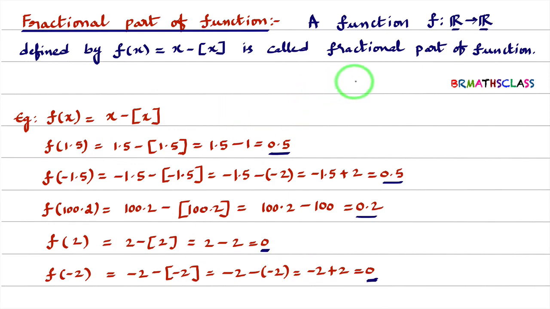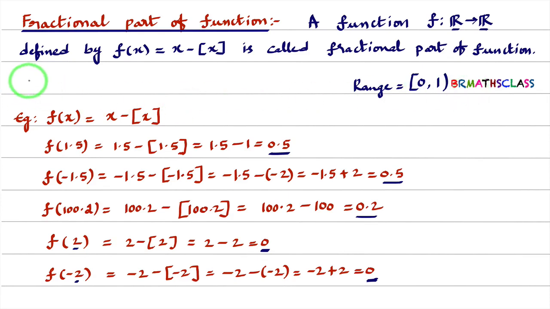So here first I'll write the range of this fractional part function so that you will get some clarity. What is the image of 1.5? Image of 1.5 is 0.5. What is the image of minus 1.5? Image of minus 1.5 is 0.5. What is the image of 100.2? Image of 100.2 is 0.2. That means, what is the range? Range is the set of all images. If you observe, all the images here are between 0 and 1. 0 is possible, 1 is not possible.